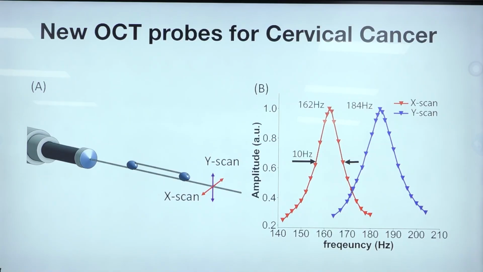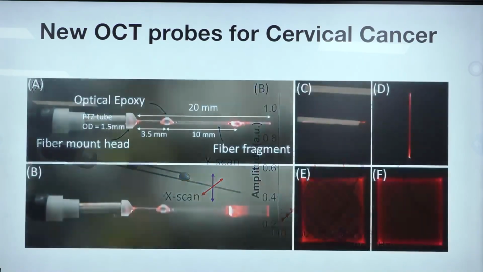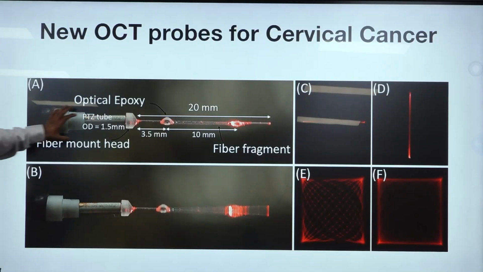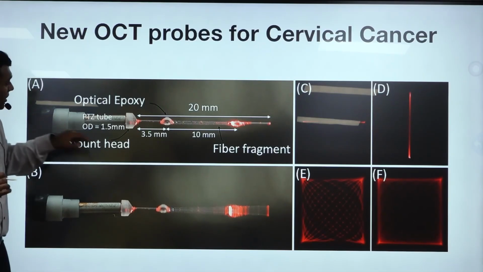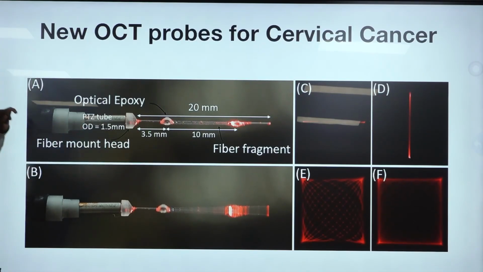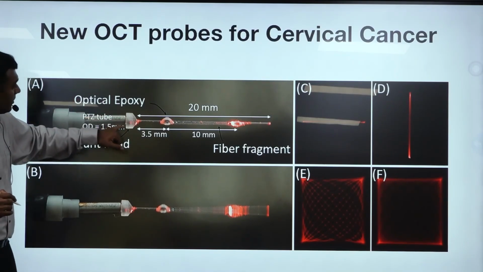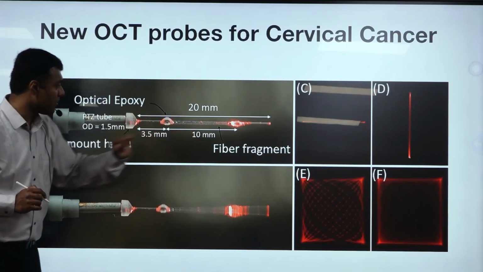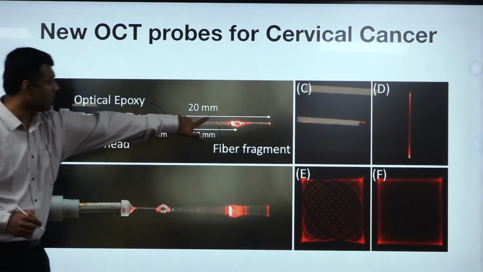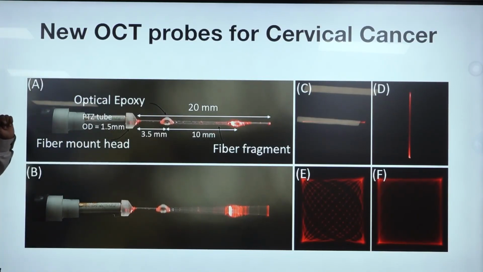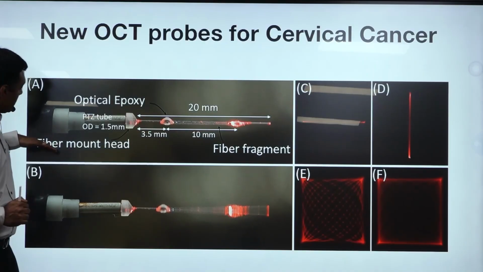If you open the tube, this is what it looks like inside after making it. This is the piezo tube. I'm sorry, it's 1.5 millimeters in diameter, not one. The internal diameter, I believe, is one. I'm showing you the distances. It is about 1 centimeter or so in the fiber fragment.